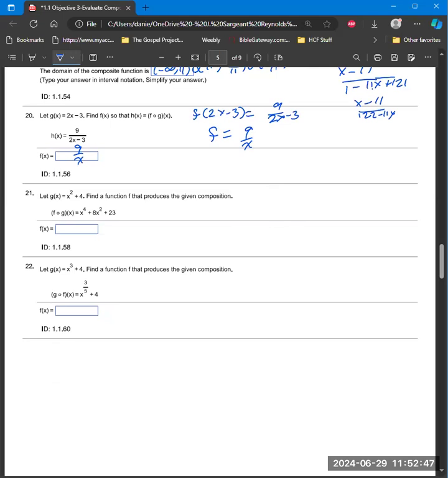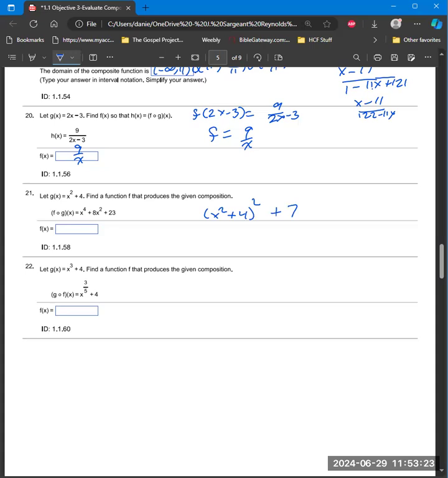Let g of x be equal to x squared plus 4. Find the function f that produces the composition f of g of x equals x to the 4th plus 8x squared plus 23. Let's go ahead and see if I can factor this. Let's complete the square here if I can. So x squared plus 4 squared, that's going to be 16, plus another 7 is going to give me 23.